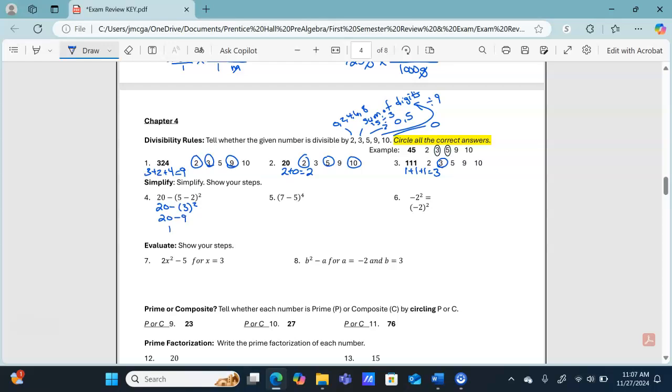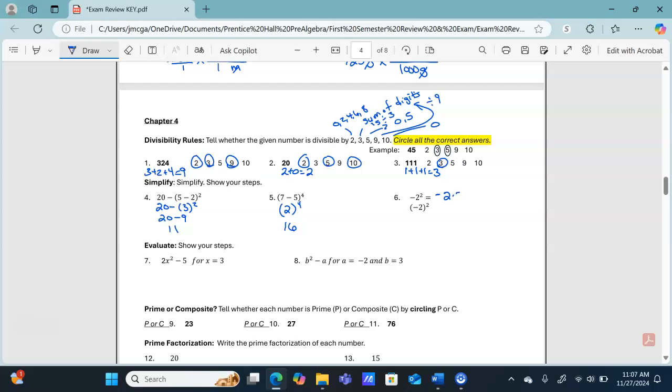Here, do inside your parentheses first, then do your exponent. 3 squared is 9, and then do your subtraction. Here, do inside your parentheses first. 7 minus 5 is 2. 2 to the 4th is 2 times 2, which is 4, times 2, which is 8, times 2, which is 16.